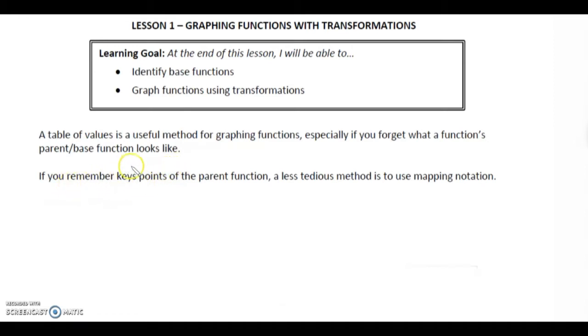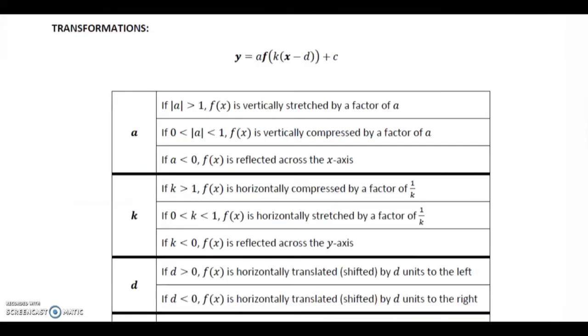Okay, if you remember the key points of a parent function, a less tedious method to use is called mapping notation, and that's what we're going to be doing in this lesson. So as a recap of the transformations from grade 11, for any function that's written in this form, y equals a, and then the function k bracket x minus d bracket plus c, this is what the a, k, d, and c mean.